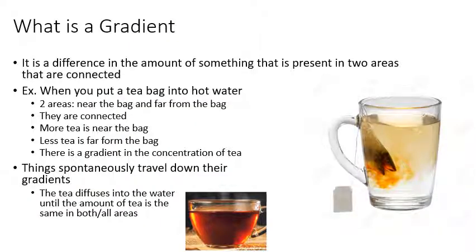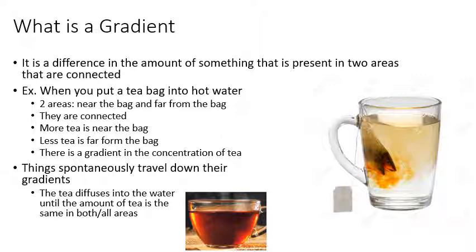Okay, now for gradients. So first, we'll just go over what a gradient is in the first place. When you have a gradient, that means that you have a difference in how much of something there is in one area versus another area if those two areas are connected to each other.